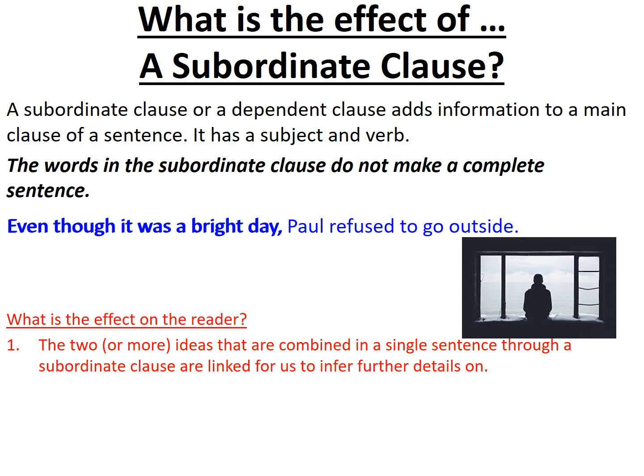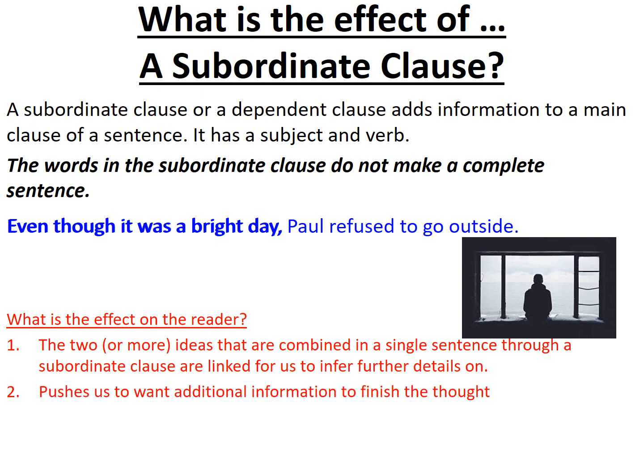Equally, a subordinate clause pushes us to want that additional information to finish the thought. It pushes us to consider as we continue to read how tension is being built up by the writer. When it says, even though it was a bright day, I'm already thinking, what about that bright day? Why does it matter?